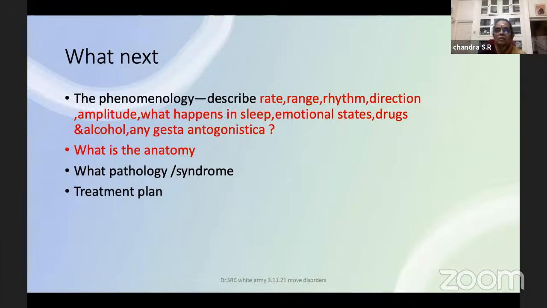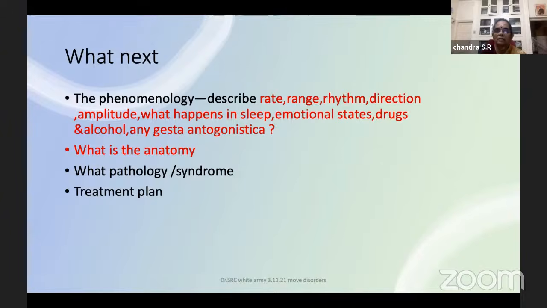So now we have come to the involuntary movement. So the patient has come with involuntary movement. We want to know whether it is slow or fast or mixed. So you have to describe the rate, if possible. Not always, sometimes. Most of the time it is possible. So what is the rate at which the movement is taking place?